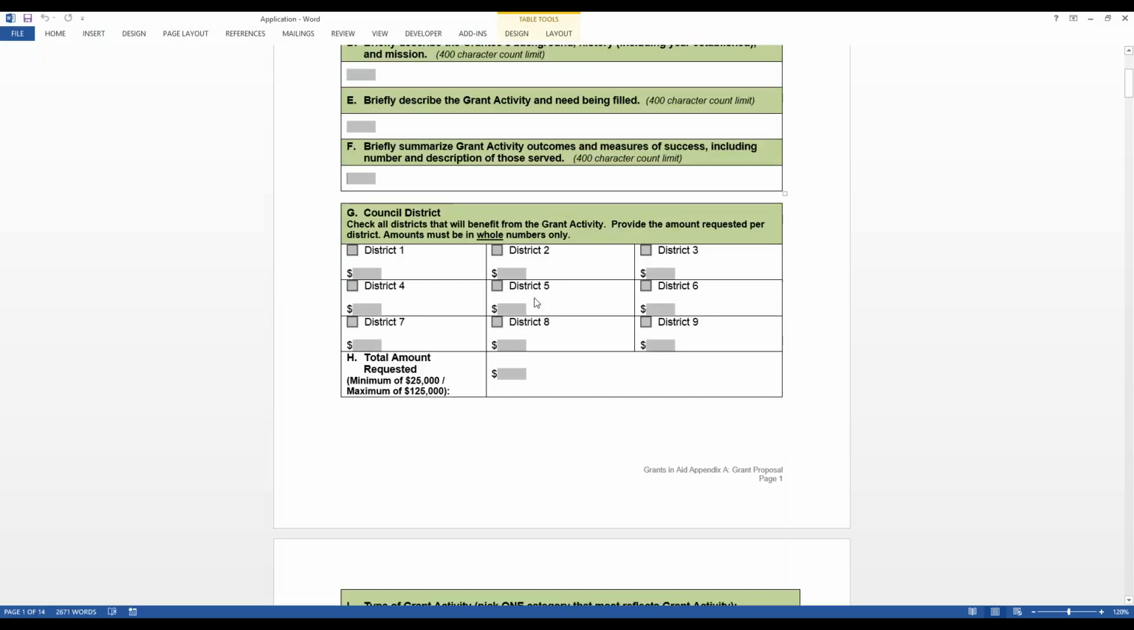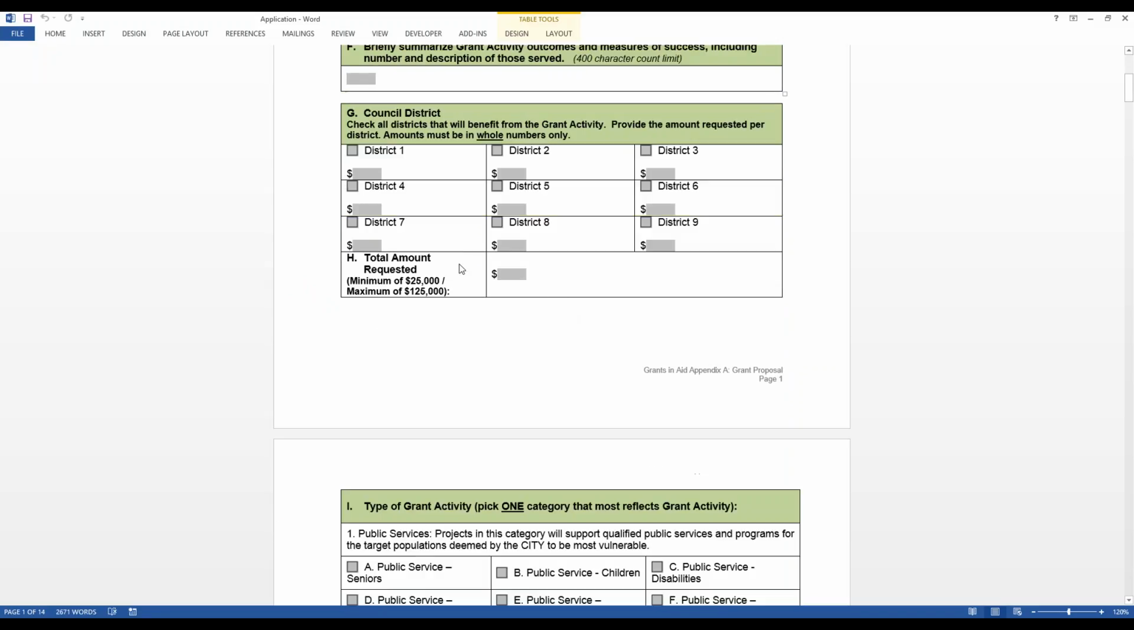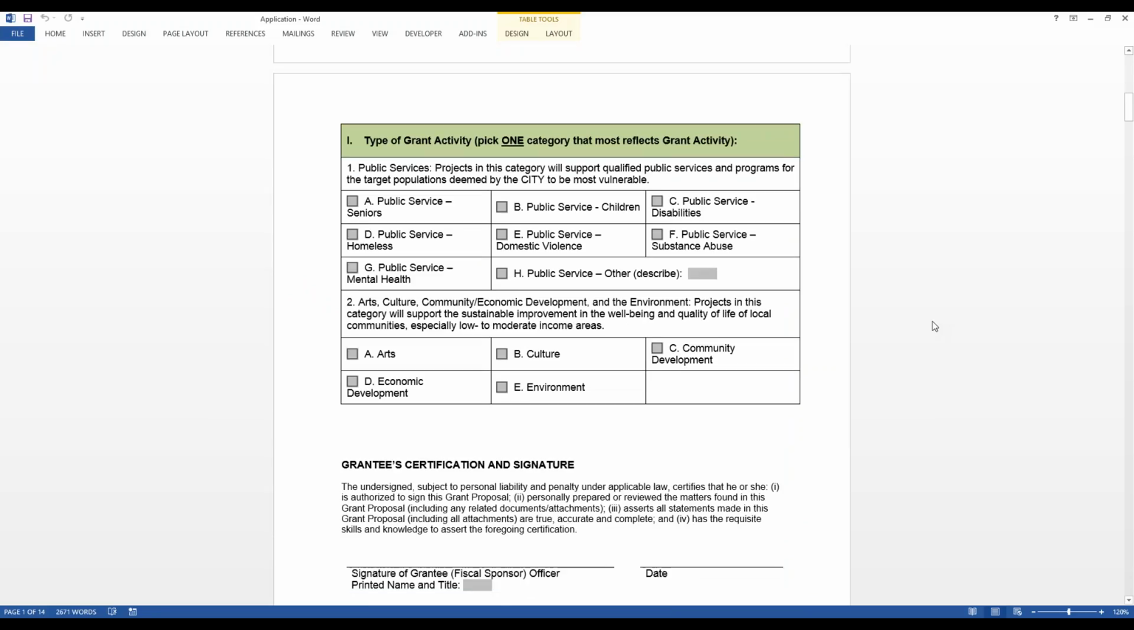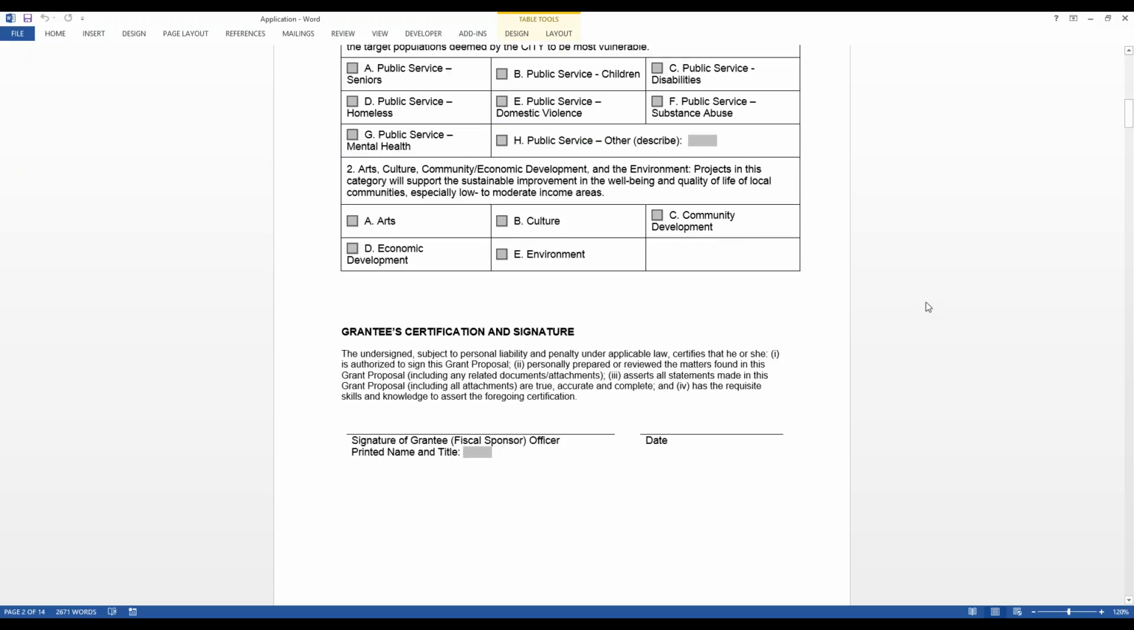Okay, so we looked at section G, council districts. I'll point out again, whole numbers only, both in the districts and the total grant amount requested. Moving on to page 2, we look at this table. I'll mention again, select only one category within the whole table that best reflects your grant activity. Very important section here: grantee certification and signature.